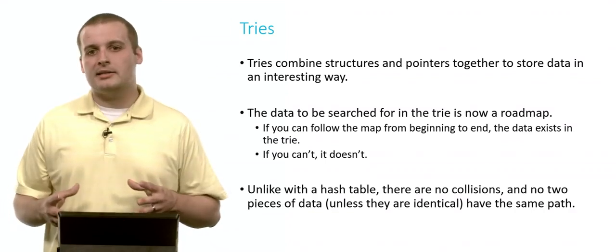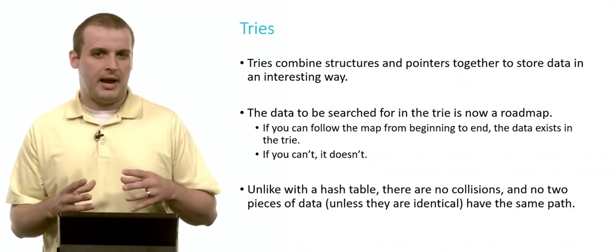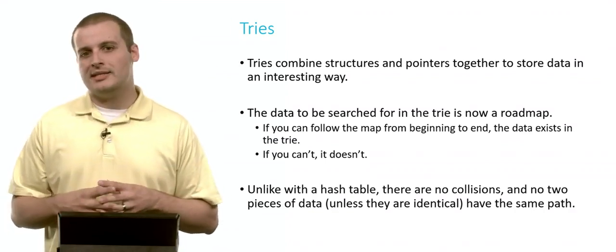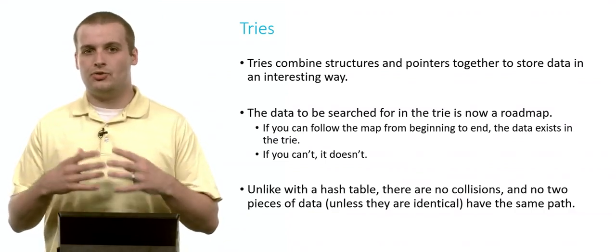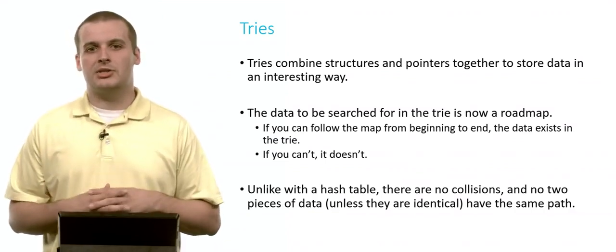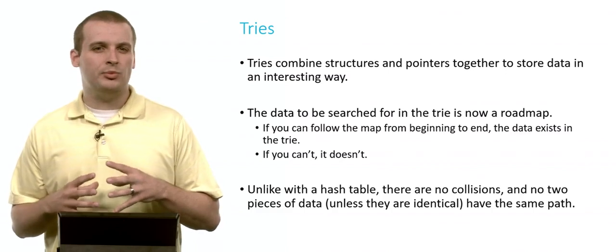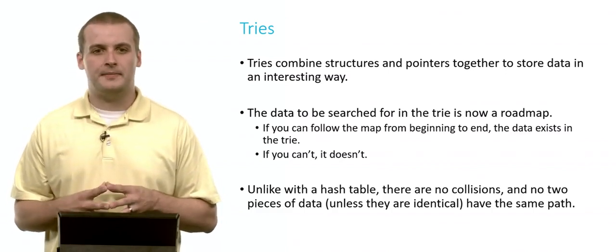A Boolean could be as simple as a bit. Realistically, it's probably a byte more likely than a bit. But that's a lot smaller than storing maybe a 50-character string, for example. So tries, similar to hash tables, which combine arrays and linked lists, tries combine arrays, structures, and pointers together to store data in an interesting way that's pretty different from anything we've seen so far.